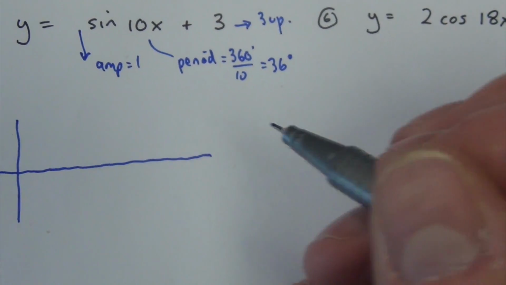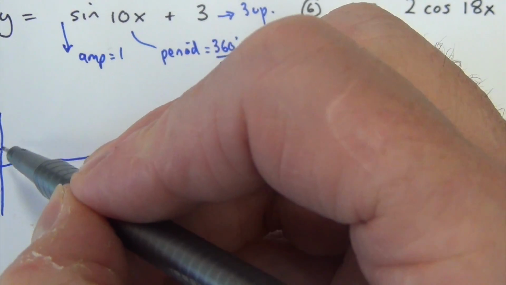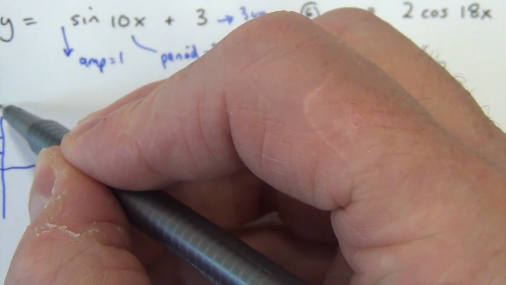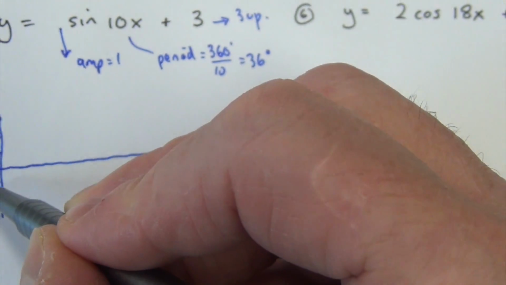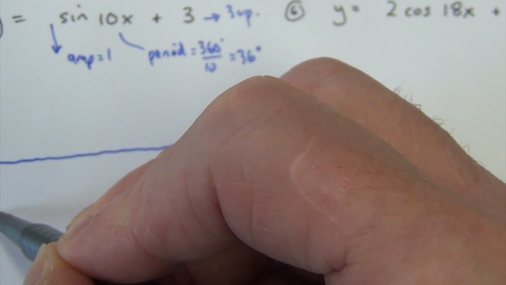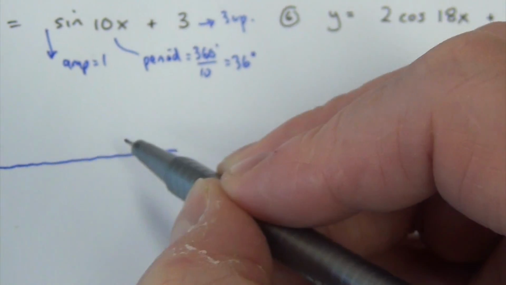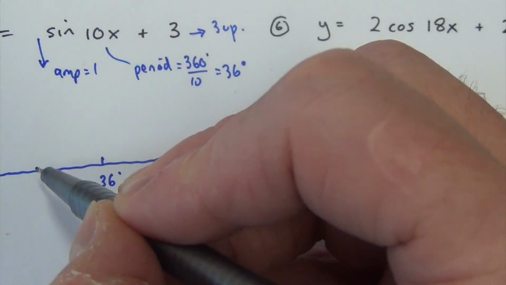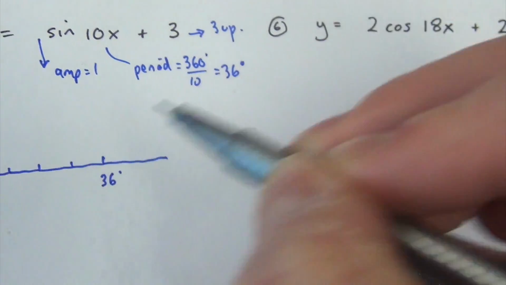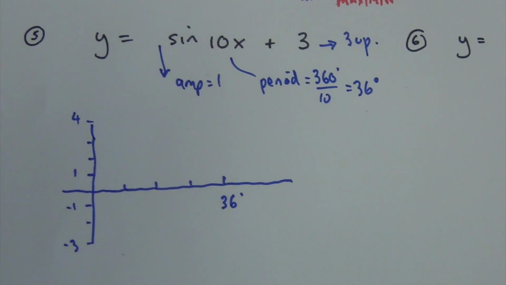So there we've got it. So we know that the amplitude is 1, 2, 3, 4. So I'm going to go all the way up to 4 because I'll need to add 3 onto each one. There's negative 1, negative 2, negative 3. Probably won't need those. There is the first one, 36. Cut it into 4 elements. Perfect. So first of all, we're going to do the sine graph.